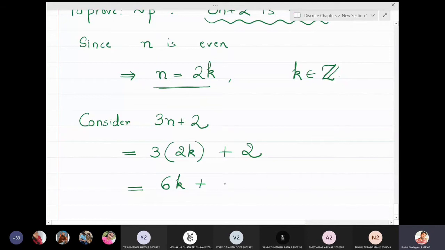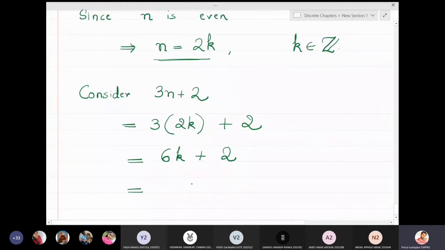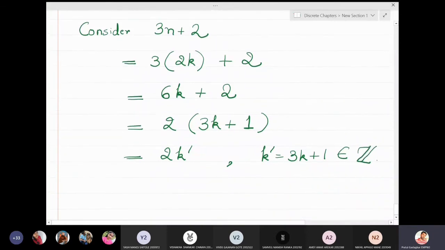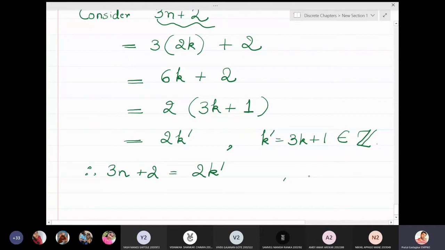Remember, we want to prove it even, right? So it is 2 times something. Let us write that something here. What is that? It is 3k plus 1, and this 3k plus 1 I'm going to call k dash. K is an integer, 3k plus 1 is also an integer, therefore k dash is an integer. Therefore what we have eventually proved is that 3n plus 2 is equal to 2 times k dash, and since k dash is an integer, this means that 3n plus 2 is an even integer.